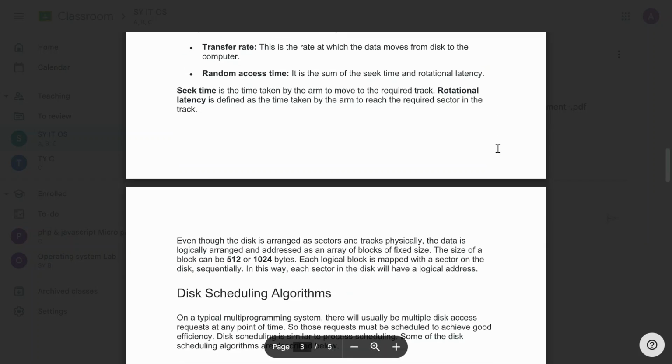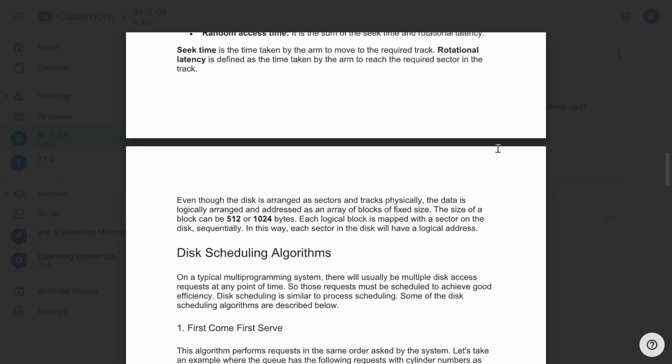Even though the disk is arranged as sectors and tracks physically, the data is logically arranged and addressed as an array of blocks of fixed size. The size of a block can be 512 or 1024 bytes. Each logical block is mapped to a sector on the disk sequentially. In this way, each sector in the disk will have a logical address. Now we can see the disk scheduling algorithms.